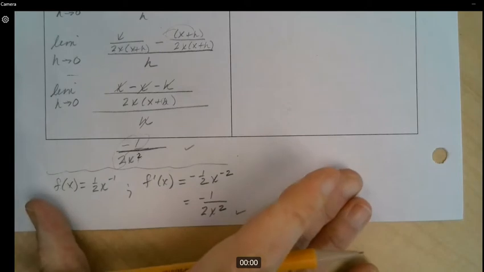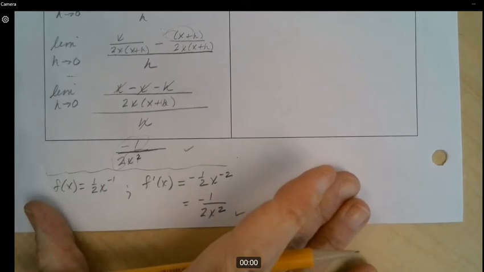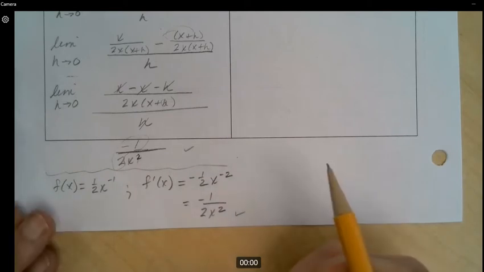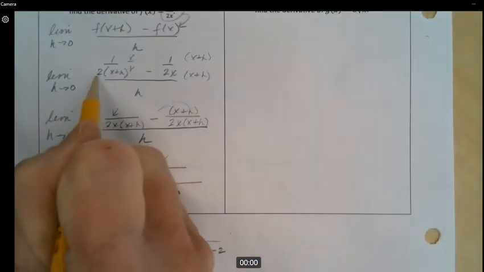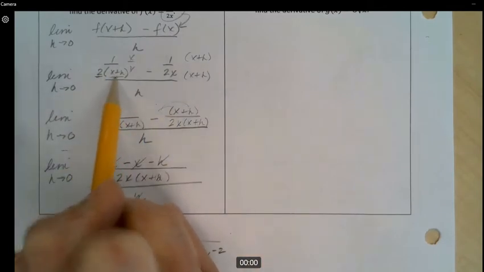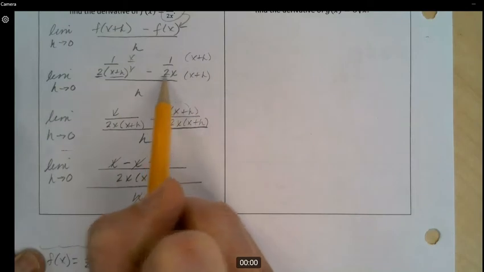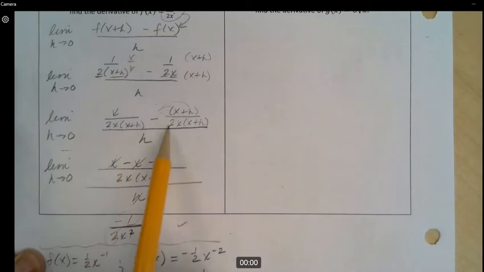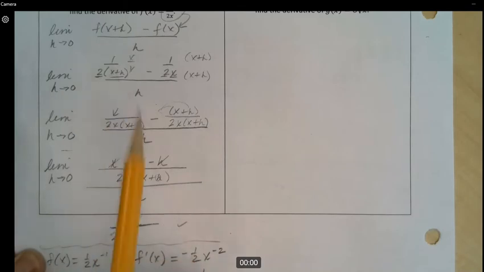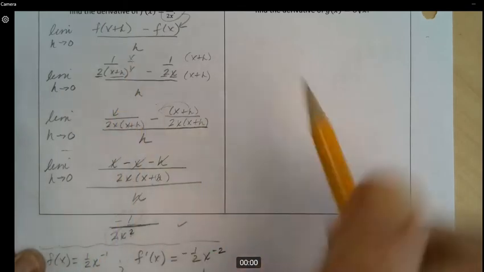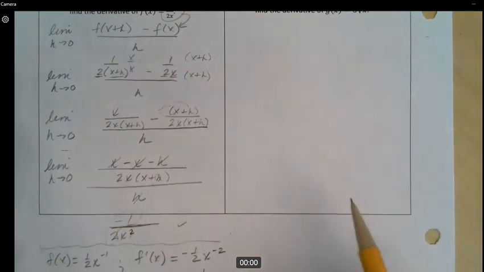Did you drop the 2 when you did the common denominator? I did not. So where did it go? I didn't drop the 2, because here's my 2. So this guy's factors are 2 and x plus h. This guy's factors are 2 and x. So 2 was part of the common denominator. And then I needed 1 factor of x plus h and 1 factor of x, because the 2 was already there.